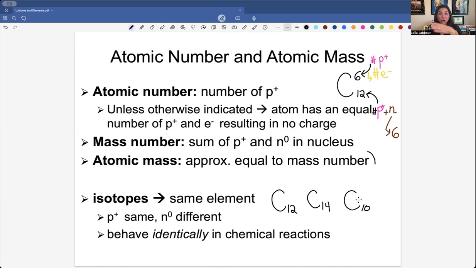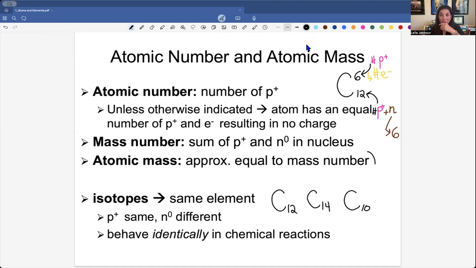So all of these are carbon. They're all part of that one element called carbon. But each one of these, carbon 12, carbon 14, carbon 10, are different atoms of carbon, right? They're different because one has an atomic mass of 12, one has an atomic mass of 14, and the third example here was 10. So what's the difference between carbon 12 and carbon 14?